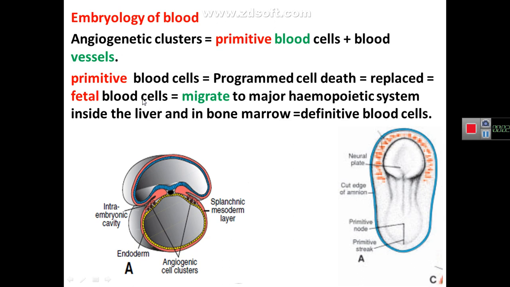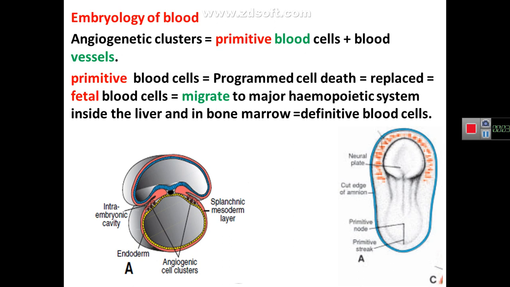The new fetal blood cells will migrate to the hematopoietic system of the fetus, mainly in the liver and bone marrow, even in the spleen. And this hematopoietic system of the fetus will form the definitive, final blood cells. This is the embryology of the blood.